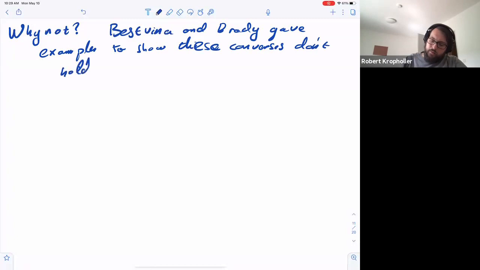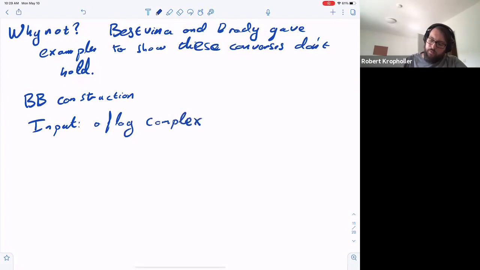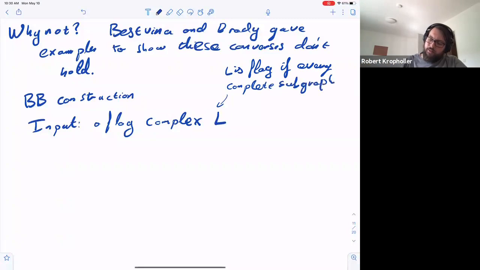Don't hold. And so what Bestvina and Brady did, so how does the Bestvina-Brady construction go? Well, they take as input a flag complex L. By flag complex here I mean L is flag if every complete subgraph bounds a simplex.